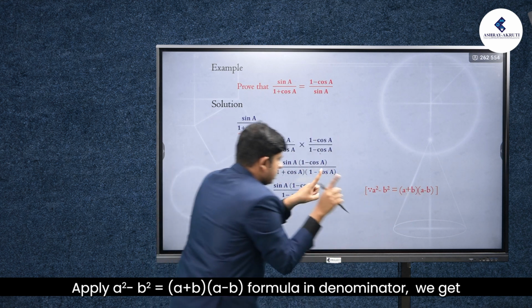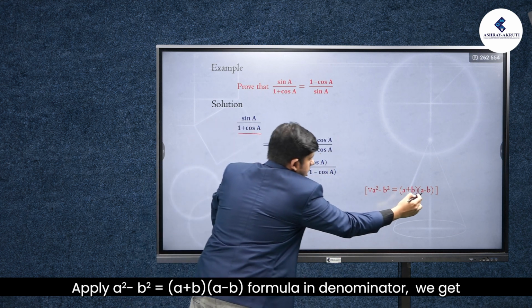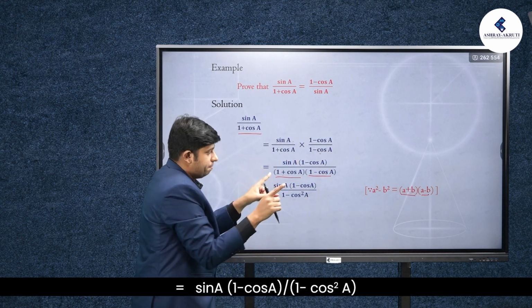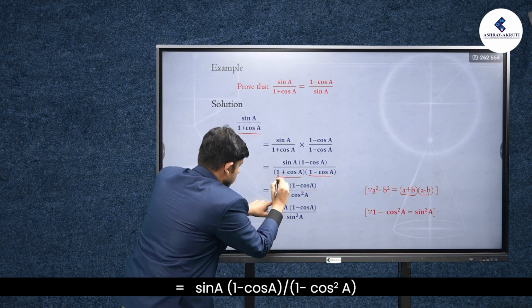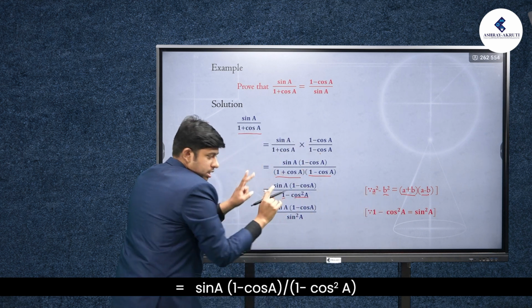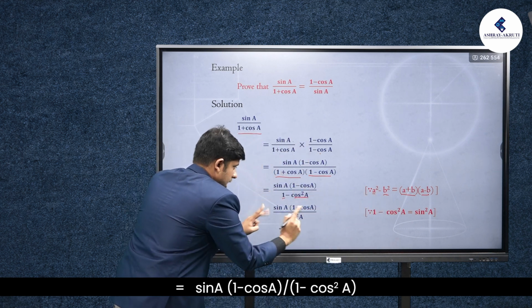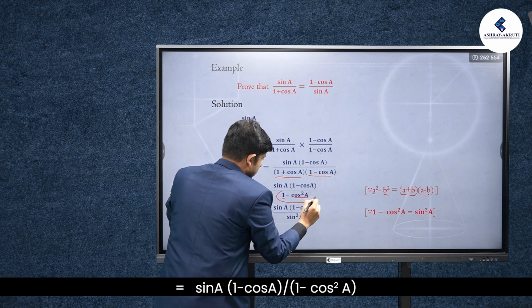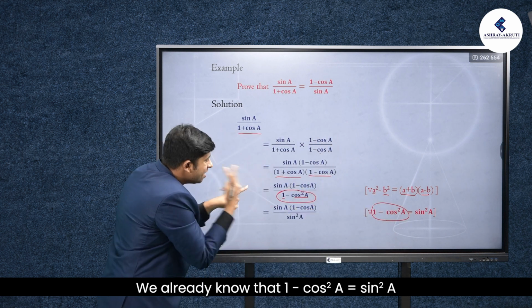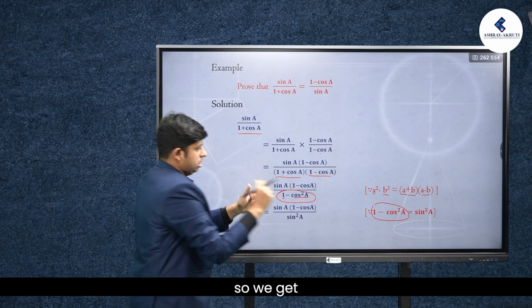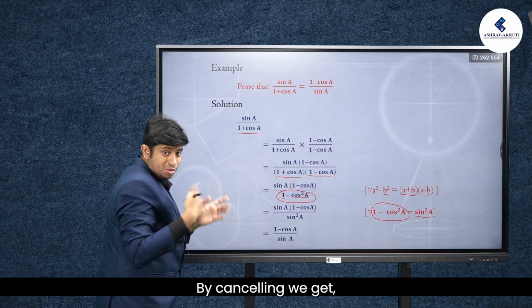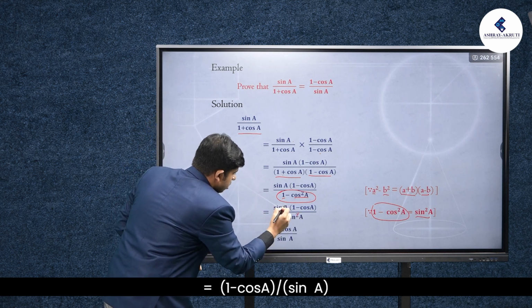Apply a square minus b square is equal to a plus b into a minus b formula in the denominator. We get sin a into 1 minus cos a by 1 minus cos square a. We already know that 1 minus cos square a is equal to sin square a. So, we get sin a into 1 minus cos a by sin square a. By cancelling, we get 1 minus cos a by sin a.